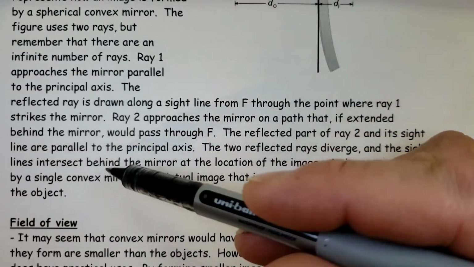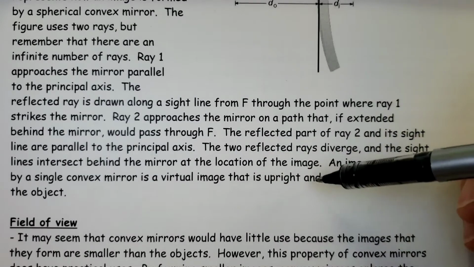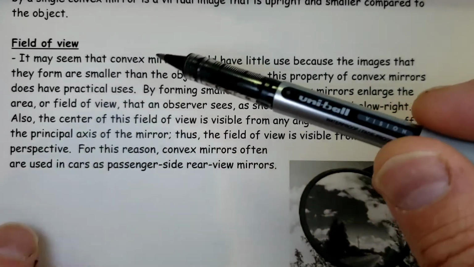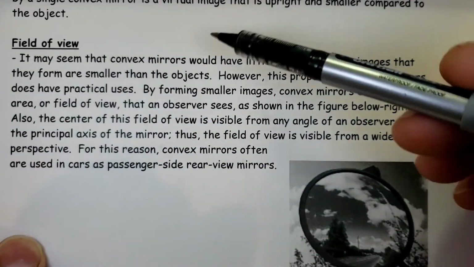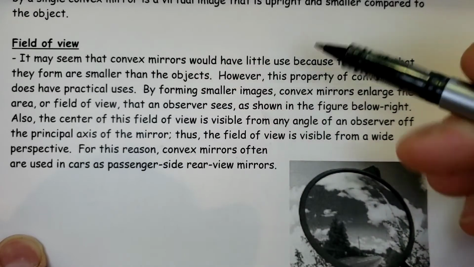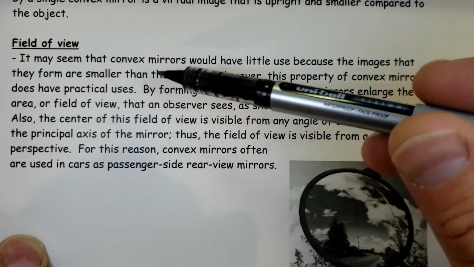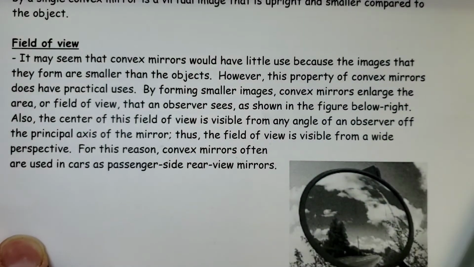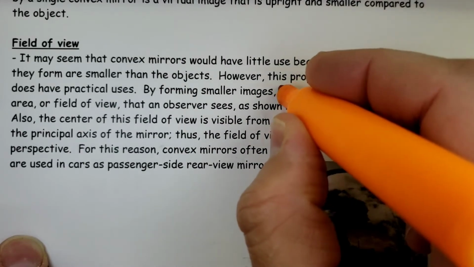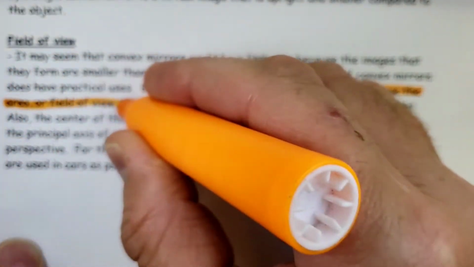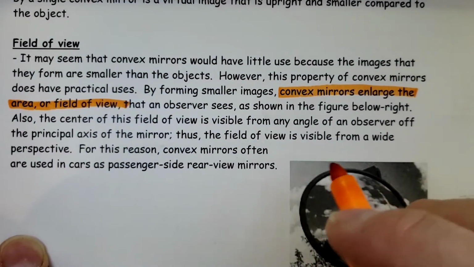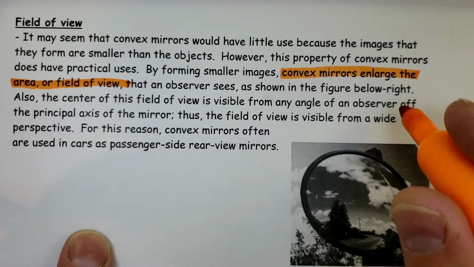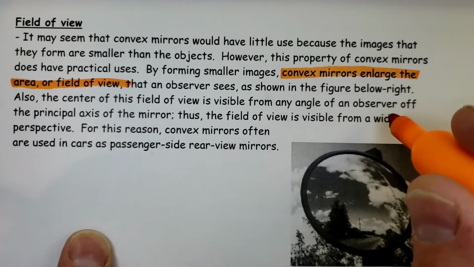An image produced by a single convex mirror is a virtual image that is upright and smaller compared to the object. One final note, field of view. It may seem that convex mirrors would have little use because the images that they form are smaller than the objects. However, this property of convex mirrors does have practical uses. By forming smaller images, convex mirrors enlarge the area or field of view, because you could put a lot of information in a small area, such as here below right. Also, the center of this field of view is visible from any angle of an observer off the principal axis. Thus, the field of view is visible from a wide perspective.